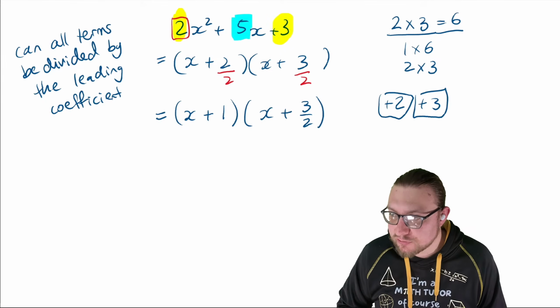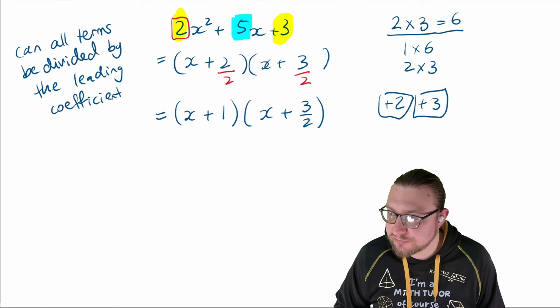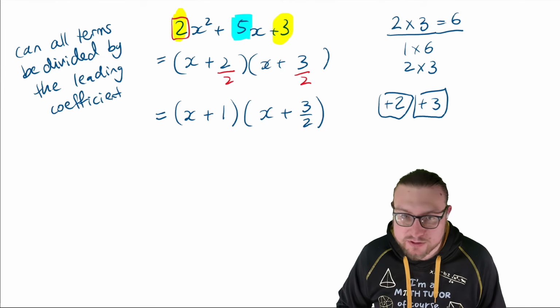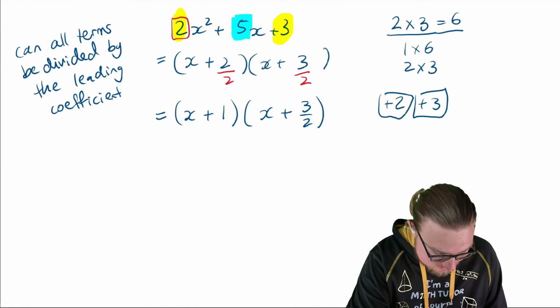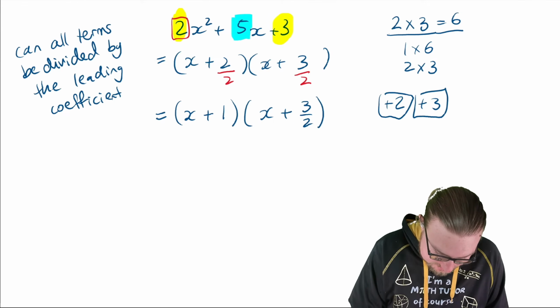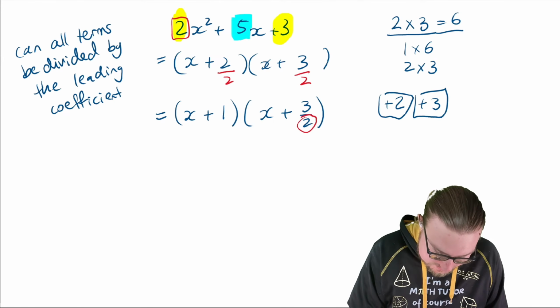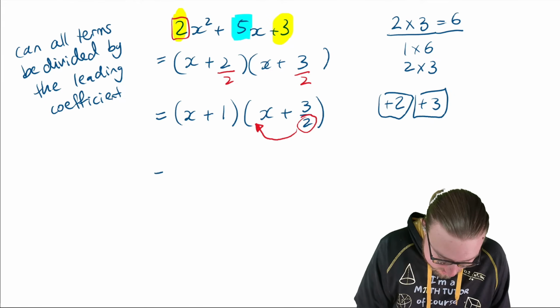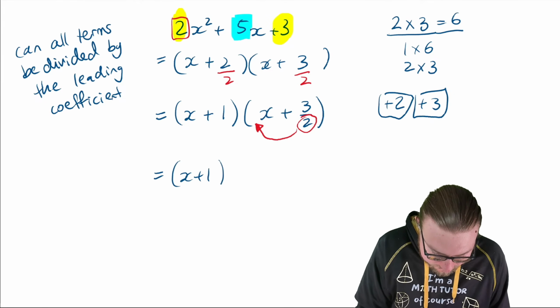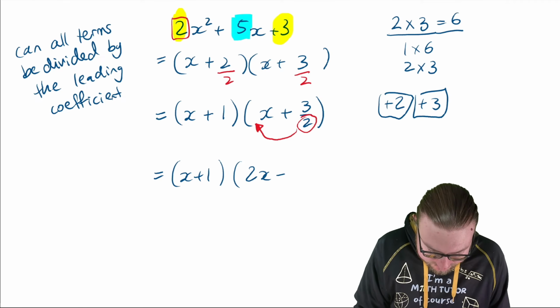Now, when we do factorizing, we don't want to leave any of these with decimals or fractions. So the last and final step here, after factorizing, is any of those numbers that are still in a fraction, we're just going to move that in front of the x. And then we're done. So we're going to get x plus 1 times 2x plus 3.